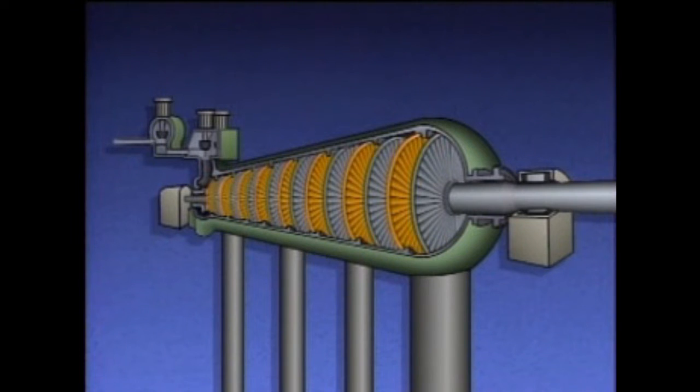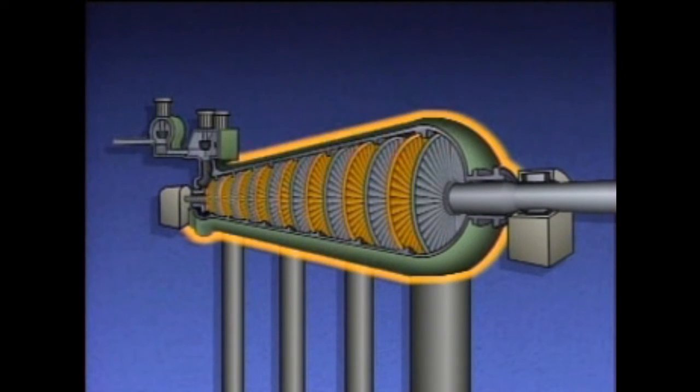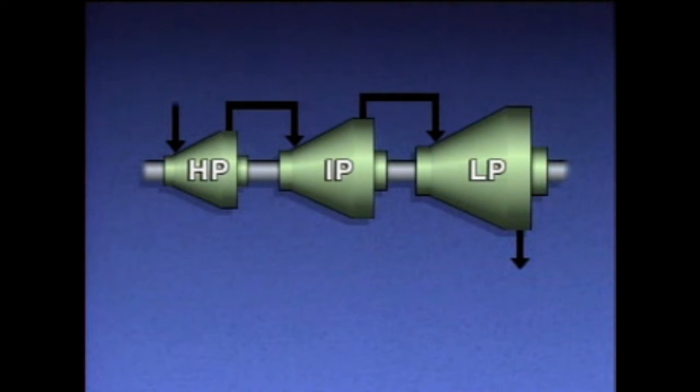They are positioned in the casing between the wheels. The casing and diaphragms are stationary parts of the turbine. By the time steam has traveled from the high-pressure section to the low-pressure section, its volume may have increased as much as 150 times. Two things help accommodate the expanding steam.